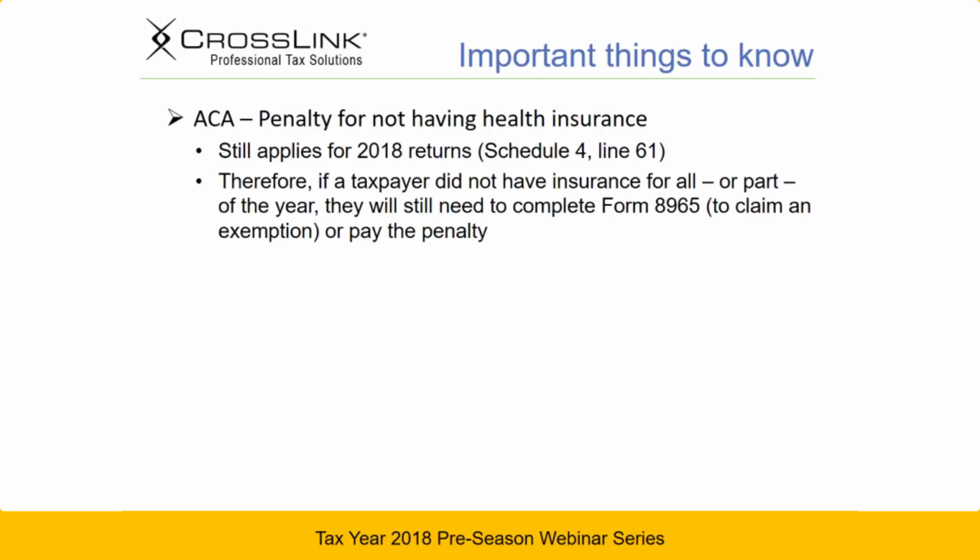And what does that mean? If a taxpayer did not have insurance for all or any part of the year, they will still need to complete the Form 8965 to claim an exemption or pay the penalty. Some people have confusion, wondering with the new administration whether this was still in action. And yes, the Affordable Care Act for this year very much is still there. So you'll still see the same questions when you're doing your client data, asking whether or not the taxpayer did have insurance over the course of the year. And if they didn't, and they want to consider an exemption, they are going to have to complete the Form 8965.